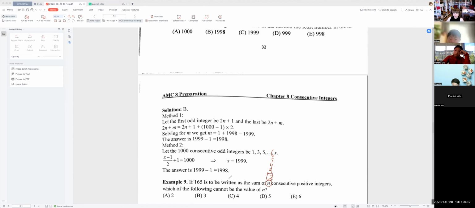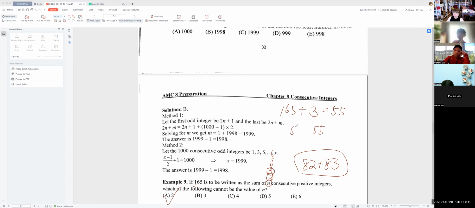Okay, so let's take a look at this one. Let's try the different ones, okay? Can 165 be written as the sum of 2 consecutive positive integers? That's definitely possible: 82 plus 83. Correct, Chapter? OK, this is easy. So A is right, correct? It says cannot be the value of n, so we are looking for the n that is impossible, right? So let's try 3. Can 165 be written as 3? Of course. 165 divided by 3 equals what? Equals 55. So the middle one is 55, this one is 54, and this one is 53.